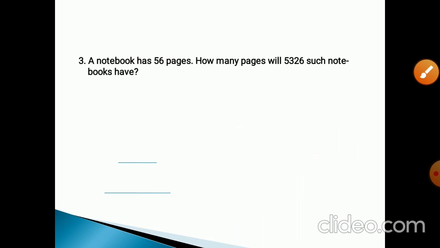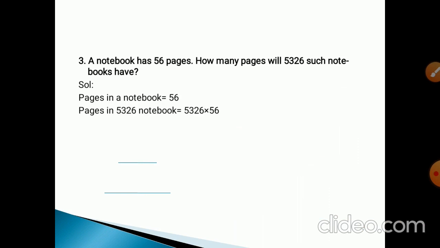So same here, it is asking that 5,326 notebooks will contain how many pages? So what you will do, you will multiply these numbers. So pages in a notebook is 56, and pages in 5326 notebooks will be 5326 multiplied by 56. You know how to multiply two numbers. So our answer will be 2,98,256 pages.